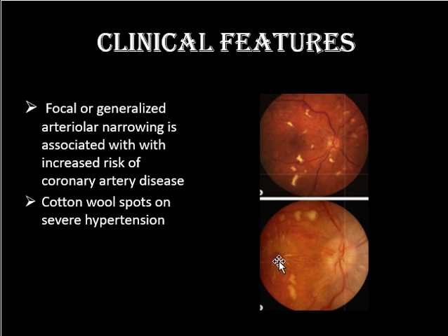These are the hard exudates. The hard exudates are more yellowish in color and they are well demarcated. These are whitish in color relatively and they are not well demarcated. These are fluffy in shape, like cotton. And here we can see some disc edema also. This is a picture of malignant hypertension actually.